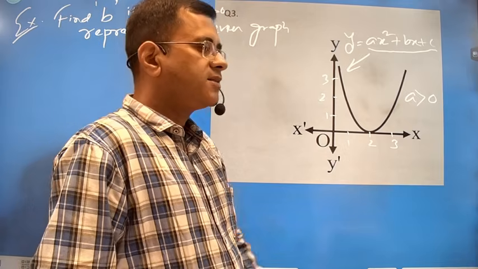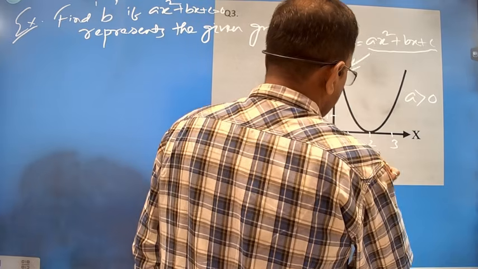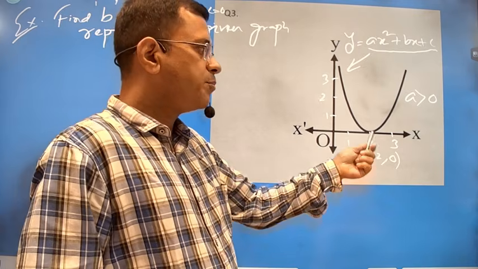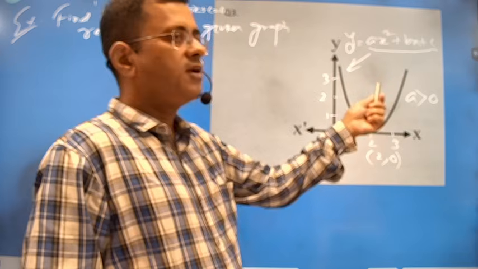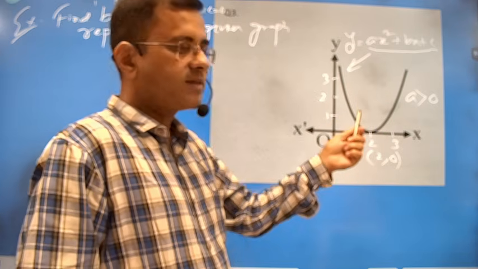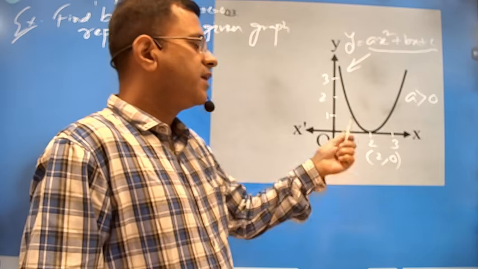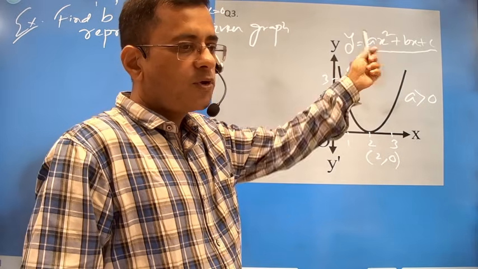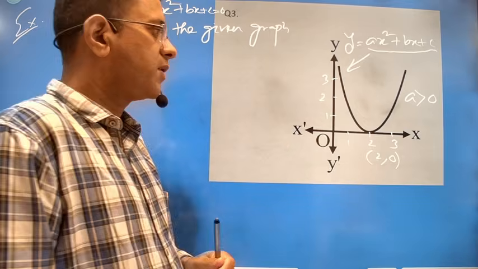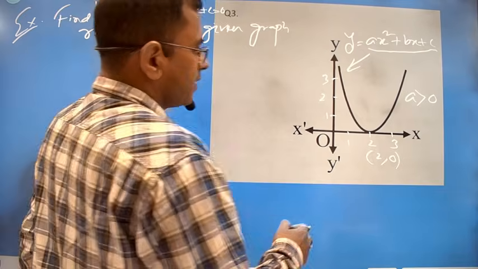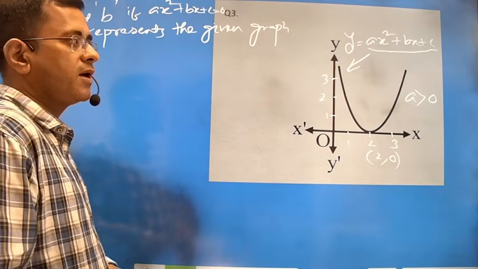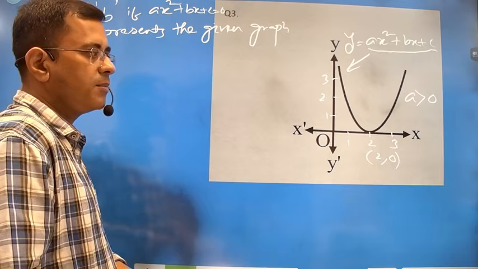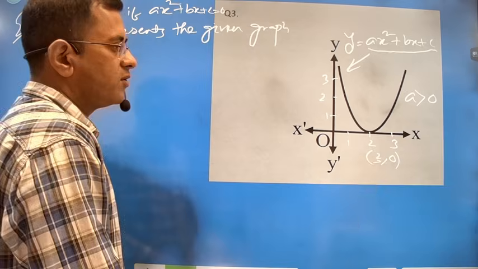The parabola touches the x-axis at the point 2, 0. The abscissa of the point where the parabola touches or cuts the x-axis will give us the solution or the zeros of this quadratic polynomial or quadratic equation. We have already seen this in the chapter polynomials. So here the zero is 2, because the abscissa gives us the zeros of this quadratic polynomial.